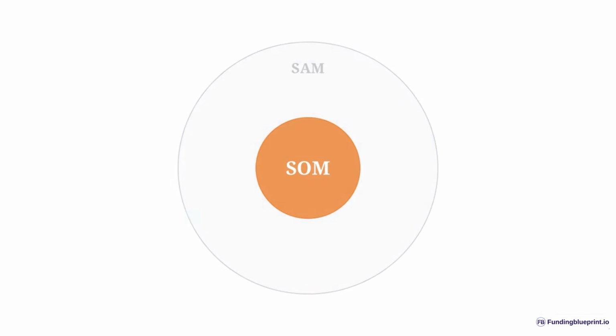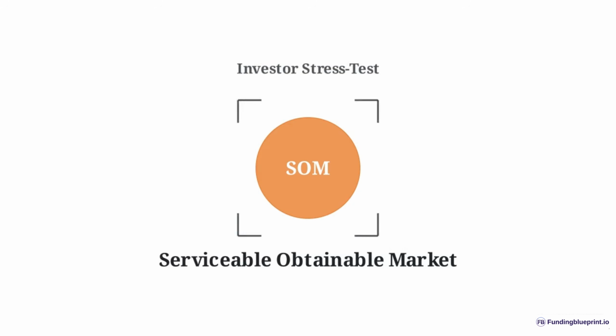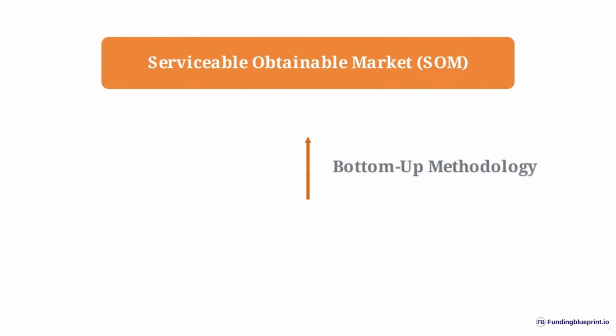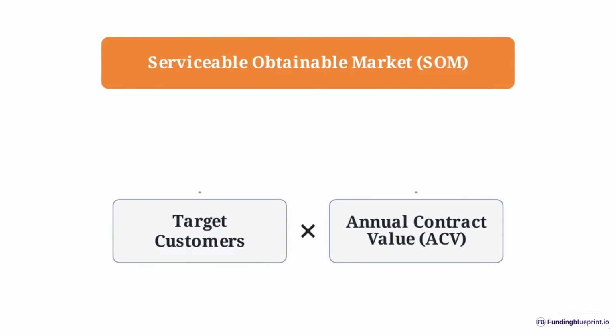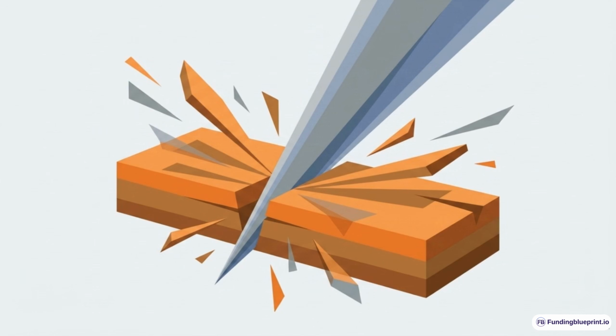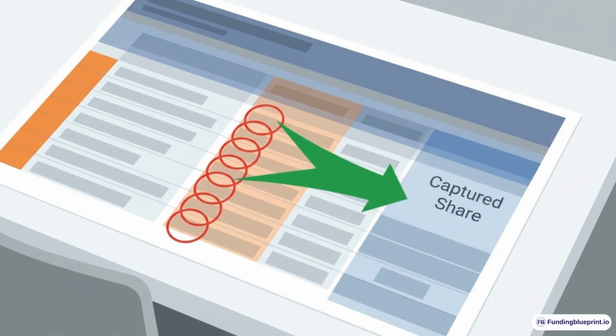This highlighted core is the serviceable, obtainable market. It is the only number in the pitch that the investor will actively stress test. This number requires a bottom-up methodology. You count specific target customers and multiply them by your annual contract value. This figure is your wedge, the short-term, actionable path to your first millions in revenue. A perfectly engineered SAM proves you intend to take market share from named competitors on purpose.